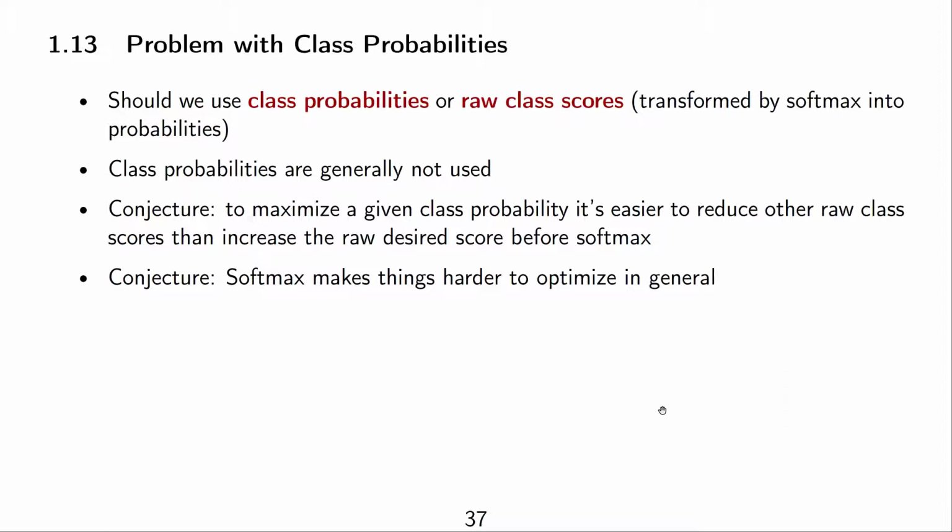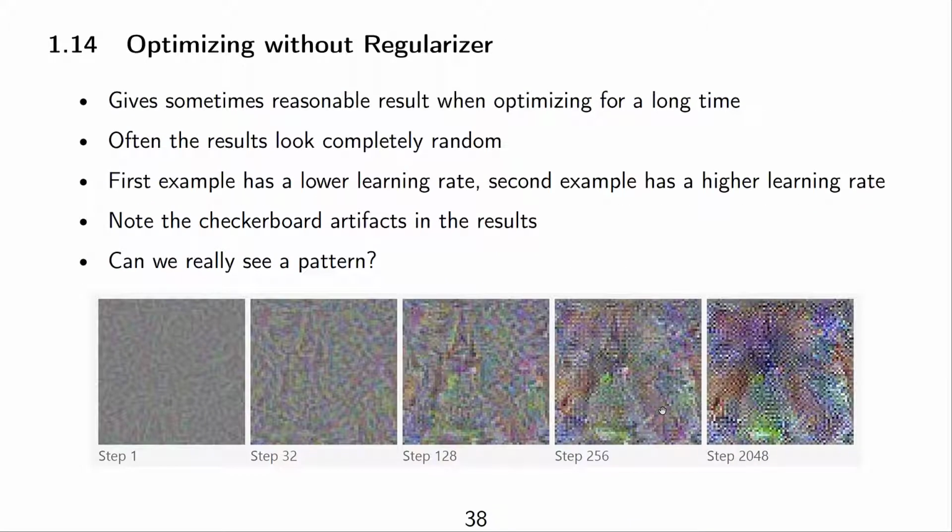This is a short side remark on why class probabilities are less often used than raw class scores, at least as advertised by this one paper. The conjecture is that in order to maximize a given class probability, it's easier to reduce all the other raw class scores than to increase the raw desired scores before softmax. This then leads to these counterintuitive results. And the other thing is that softmax makes things harder to optimize in general.